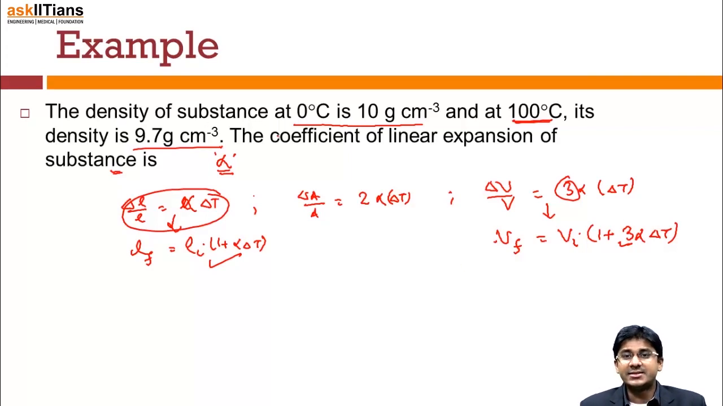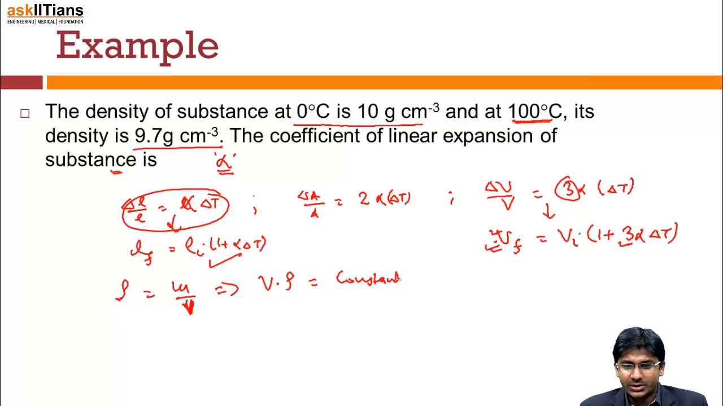The question says the densities are given, and we now have the relation for volume. But when the temperature changes, one thing is constant, and that is the mass. So to find the relation for density, we have the formula for volume and we know mass is a constant. Density is mass by volume, so volume into rho must be a constant when the temperature is changed.